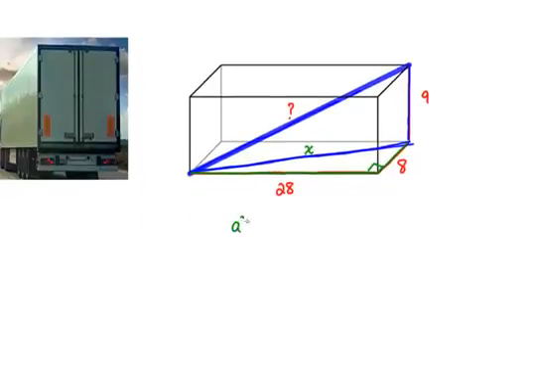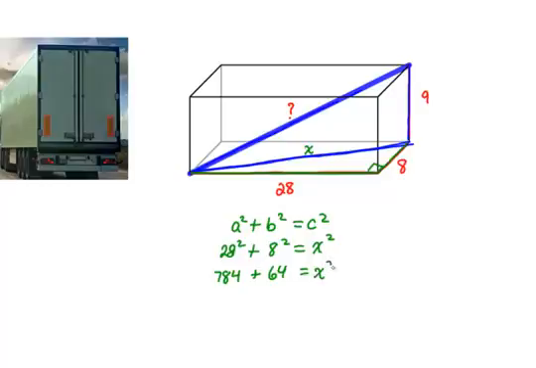So a squared plus b squared equals c squared. My a is 28 squared. My b is 8 squared. And my c is my x. So I have x squared. Alright, so 28 squared is 784 plus 64. And we're going to leave that as x squared. We're going to add those two together, and I get 848 is equal to x squared.